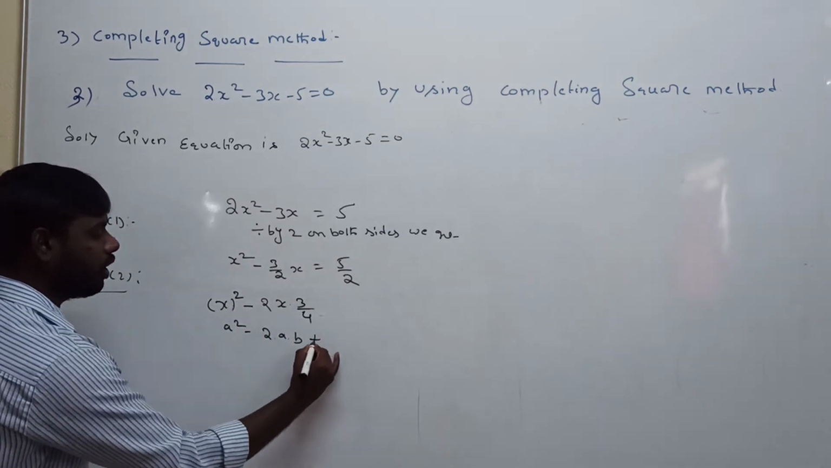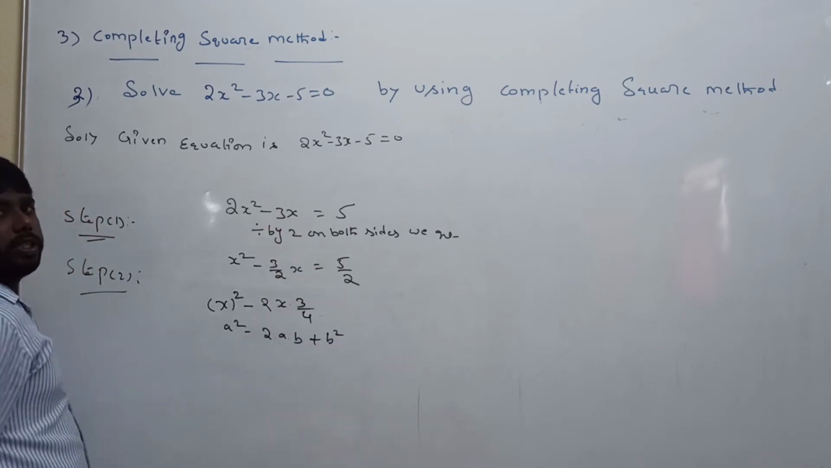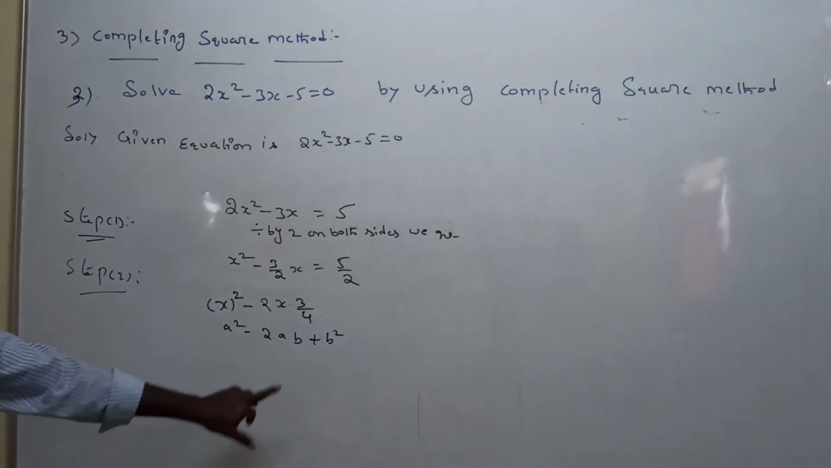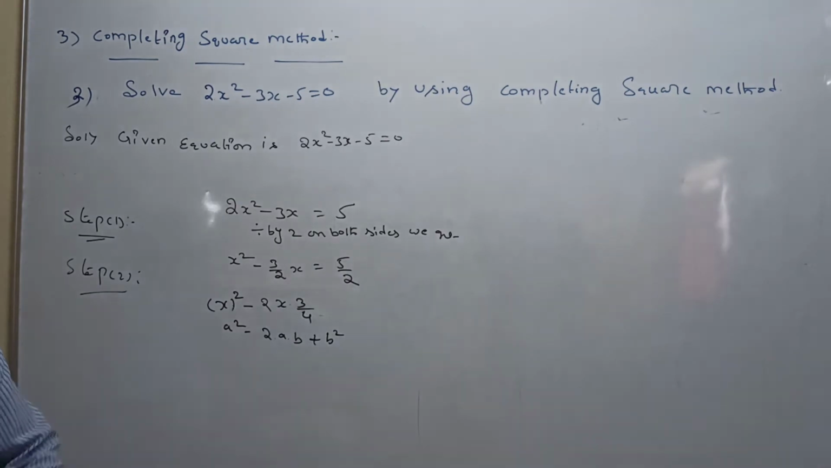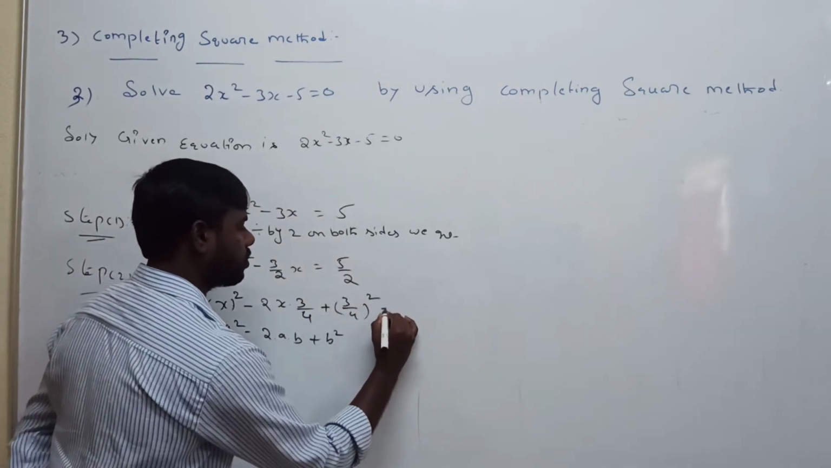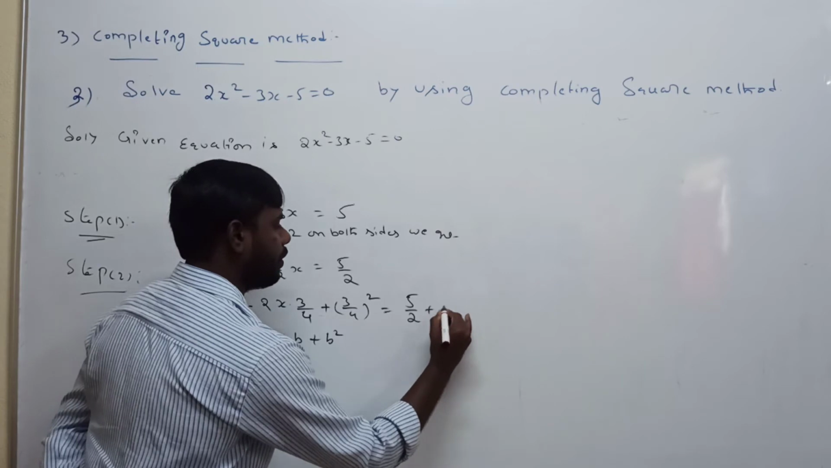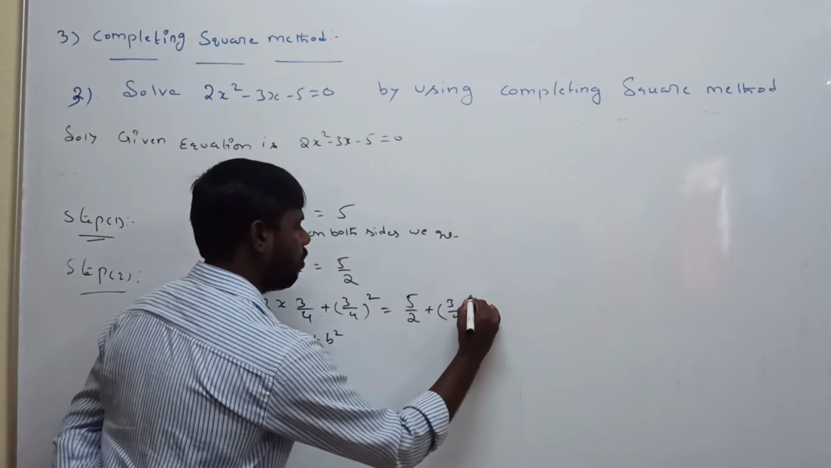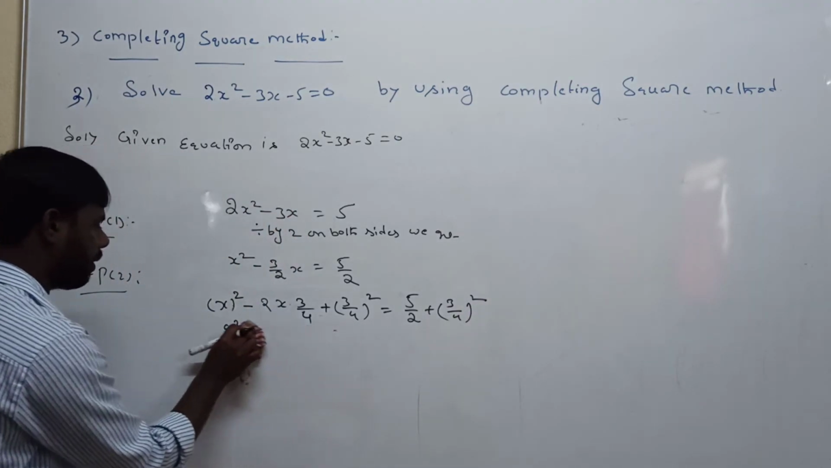Next we want b square. There b is missing. How to take the b value? In place of b, the value is 3 by 4. B square means 3 by 4 whole square. Both the sides adding 3 by 4 whole square is equal to 5 by 2 plus 3 by 4 whole square. You understood this step?